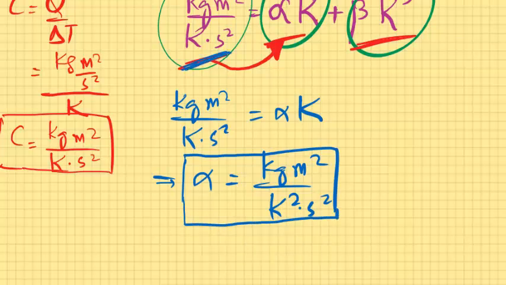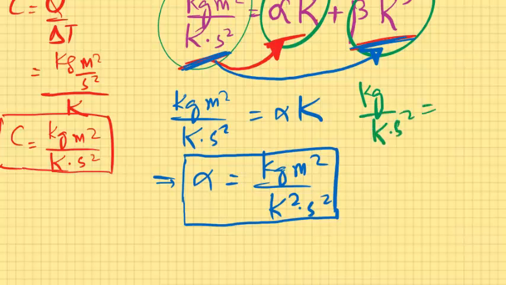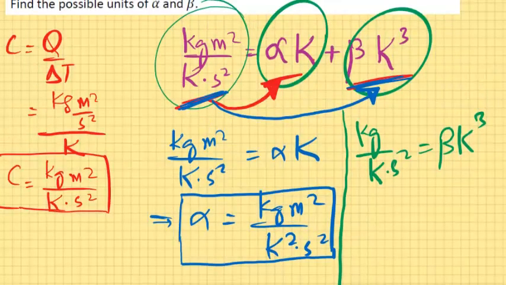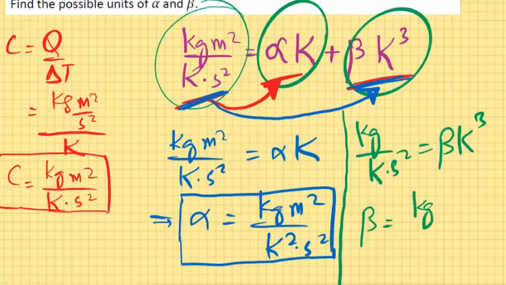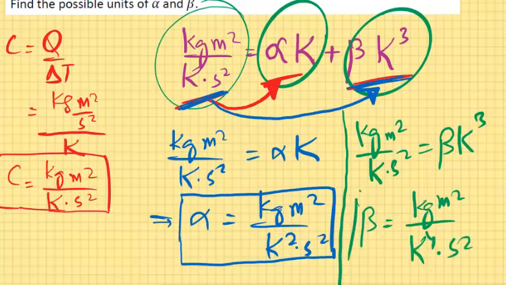Similarly, I can say that this term and this term must also have the same SI base unit. So I am going to write here kilogram meter square per Kelvin per second square is equal to beta Kelvin power 3. Now what I am going to see here is that beta is equal to kilogram, sorry, I will need to have a meter square here, kilogram meter square per Kelvin power 4 per second square.